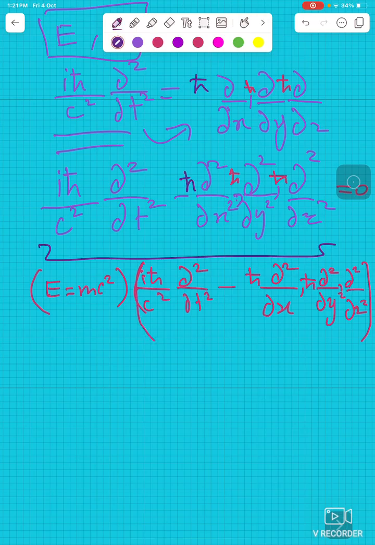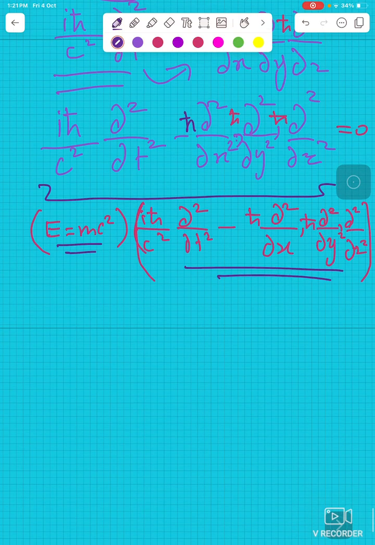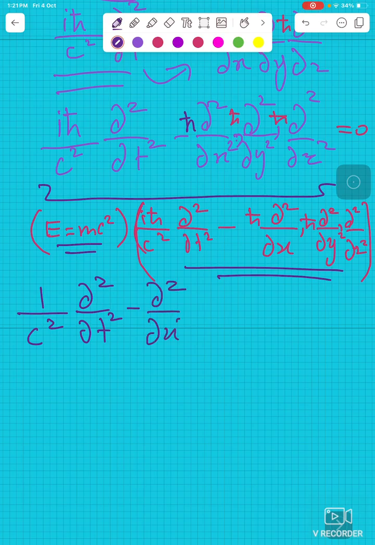So let's combine. We'll just remove h bar from the equation, because there are a lot of h bars, so let's remove them, and we get, sorry, not E, 1 over c square d square over dt square minus d square over dx square, d square over dy square, d square over d partial d square.